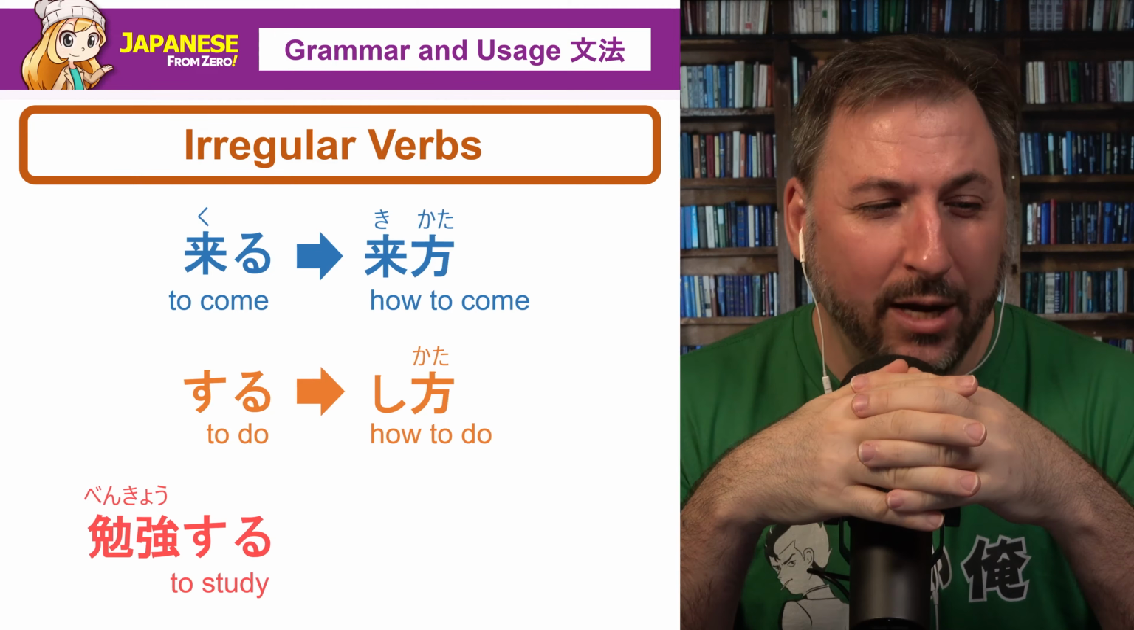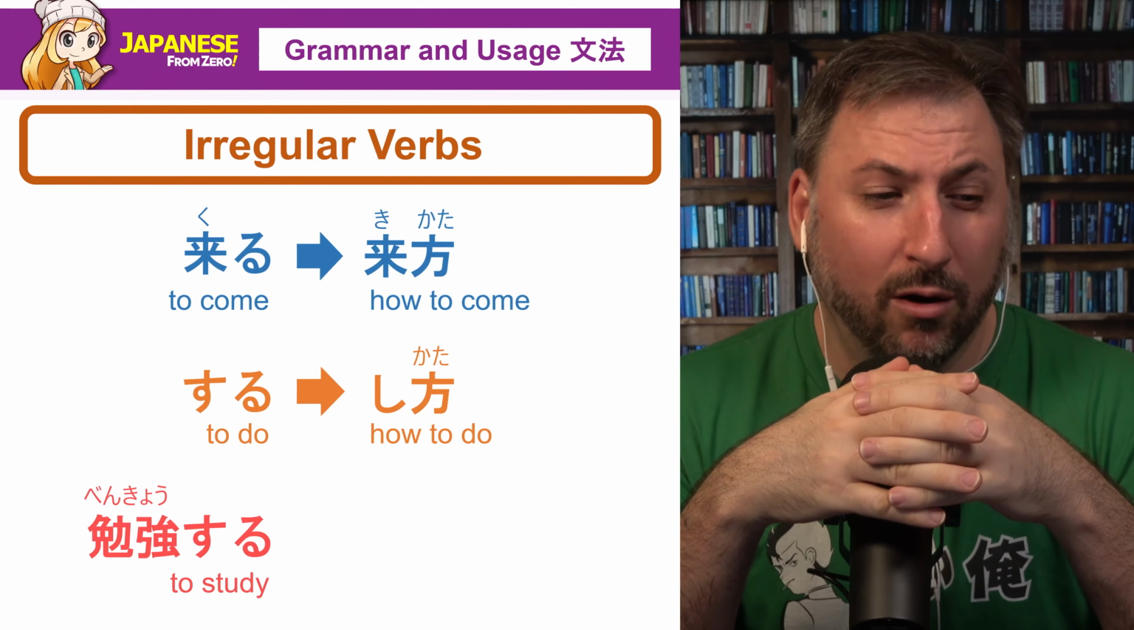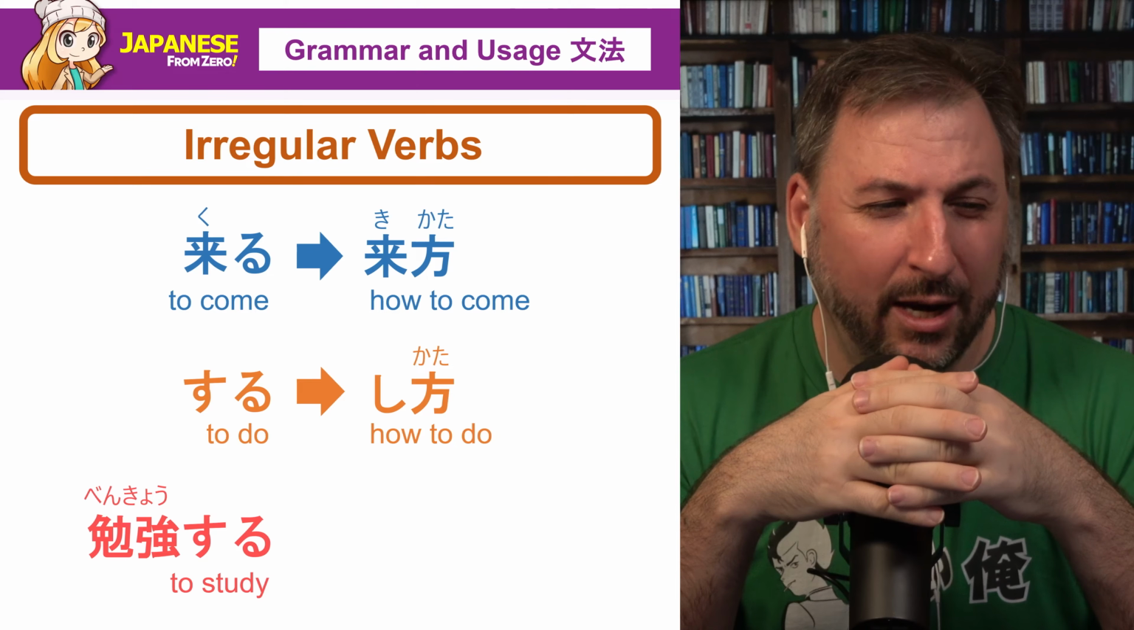Okay, we've got 勉強し方, which is wrong. I think your name is Mare. I can't read that kanji.